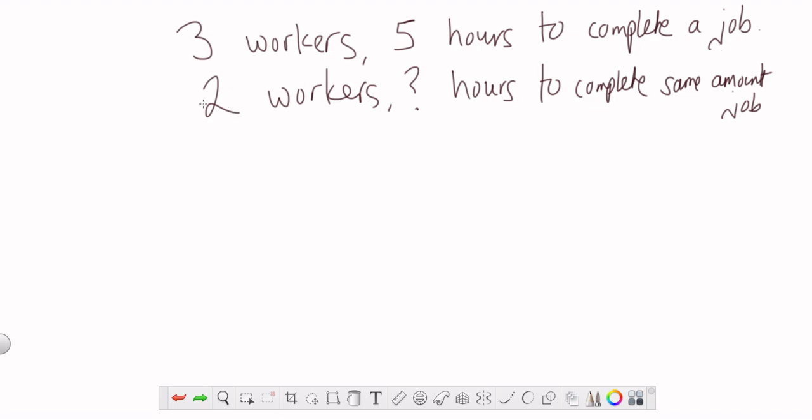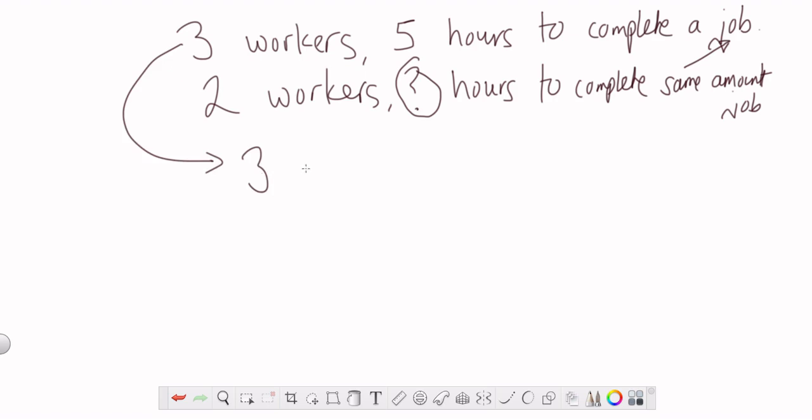Now, how long will it take 2 workers? For 2 workers, how many hours will it take to complete the same job, exactly the same kind of work? But remember, it takes 3 workers 5 hours to complete that job, but this time we've got 2 workers, maybe 1 worker has fallen ill, so 2 workers to complete the same type of job. So this is what you do then.